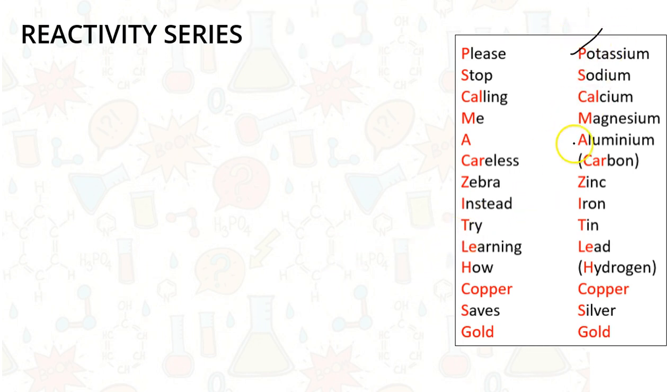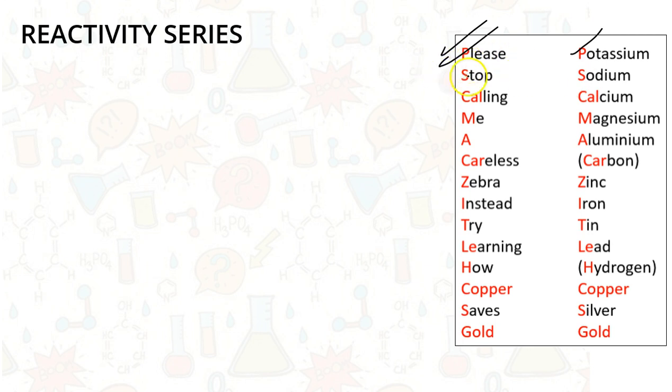This is the actual reactivity series: potassium, sodium, calcium, and it goes on till gold. It also follows to silver and all of that. Sorry, platinum and palladium and all of that. Well, in order to remember this, learn this statement. First, read the statement. It's an absolutely senseless statement which says, "Please stop calling me a careless zebra. Instead, try learning how copper saves gold." Yeah. But then how is this related to our reactivity series?